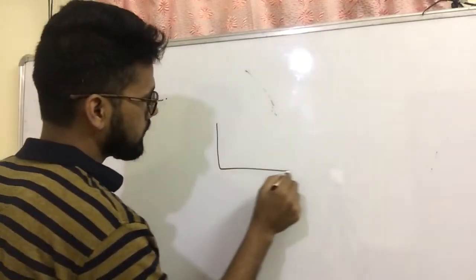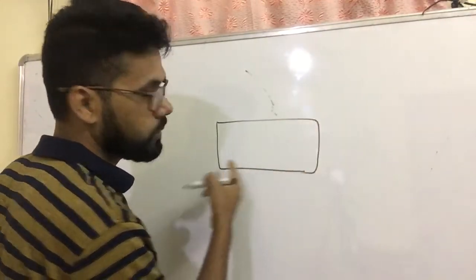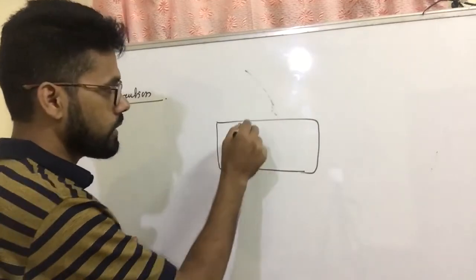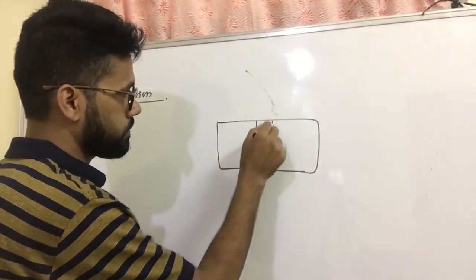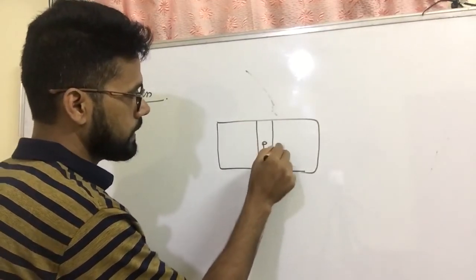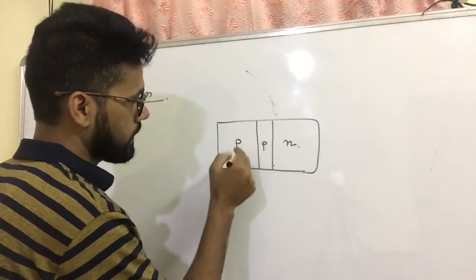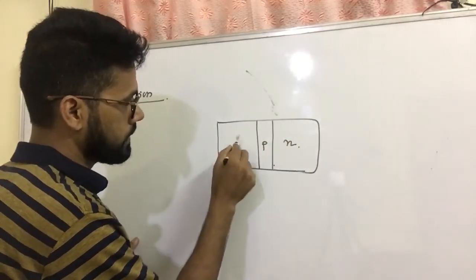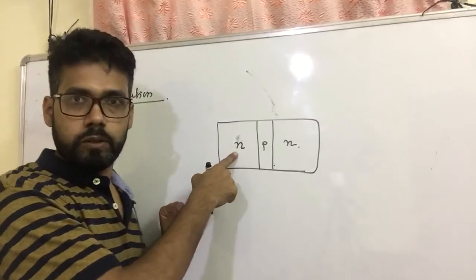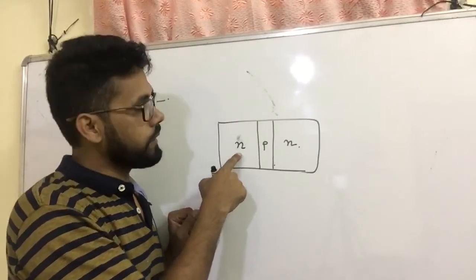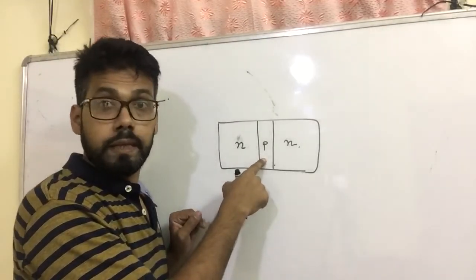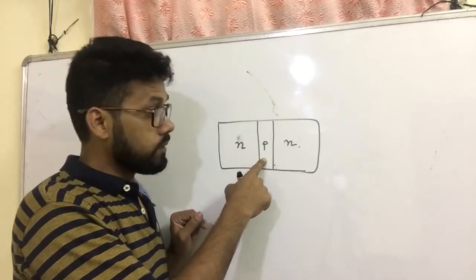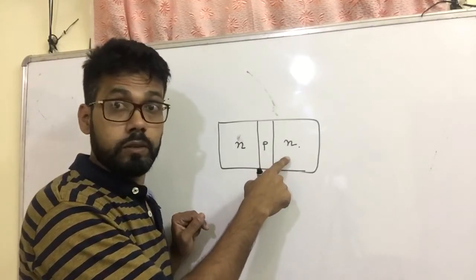So first I consider the NPN transistor. Whatever, you can consider a PNP transistor as well. Okay, no problem. This is P, this is N, this is P. Here, NPN: this is majority electron, minority hole. Here P type, majority hole, minority electron. Here majority electron, minority hole.